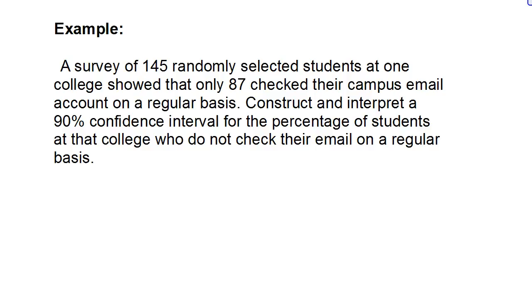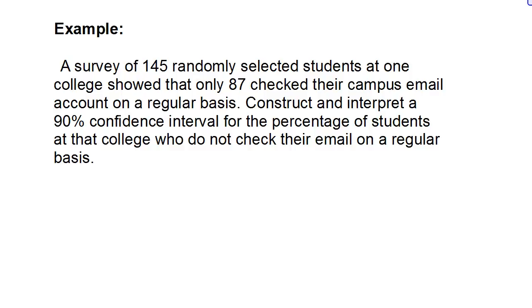So let's look at an example. In this example it says, a survey of 145 randomly selected students at one college showed that only 87 checked their campus email account on a regular basis. Construct and interpret a 90% confidence interval for the percentage of students at the college who do not check their email on a regular basis.